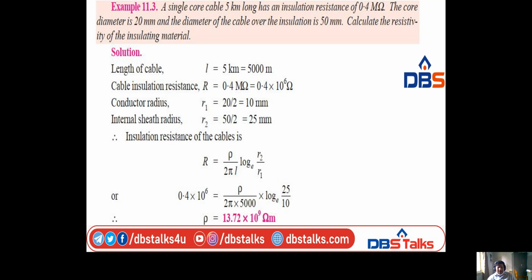insulation resistance of the cable capital R is equal to rho by 2 pi L log R2 by R1 base E. So substitute all the above values in the given expression. 0.4 into 10 power 6 is equal to rho by 2 pi into 5000 multiplied by log 20 by 10 base E. Now we have to calculate the rho value. Specific resistance or resistivity is equal to 13.72 into 10 power 9 ohm meter.